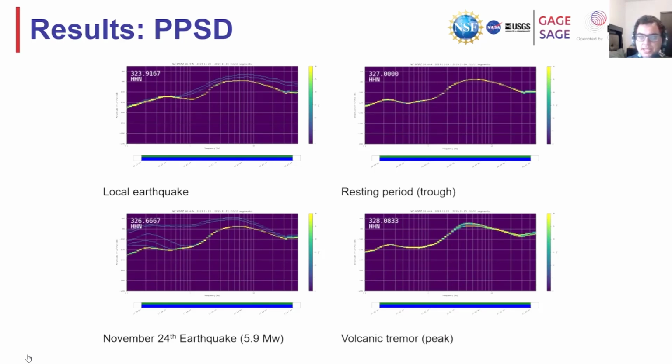We can see that the frequency content for local earthquakes tends to be higher than even the resting periods. Frequency content for the November 24th earthquake tends to be lower, and the range between resting period peak frequencies and volcanic tremor peak frequencies tends to be narrower.